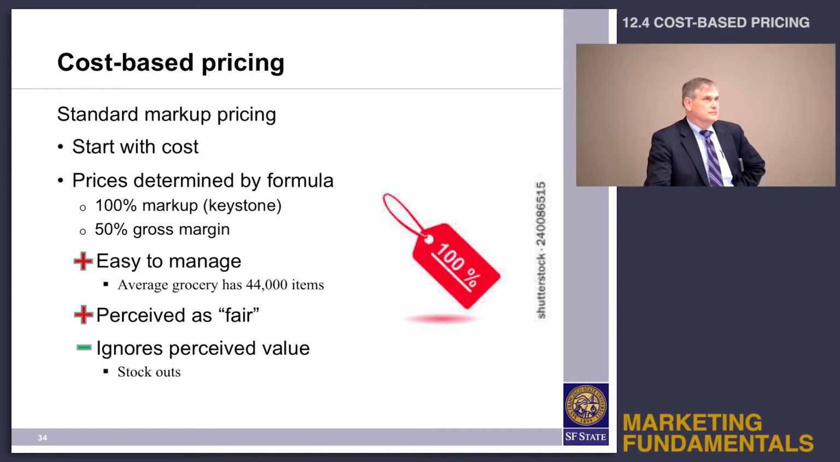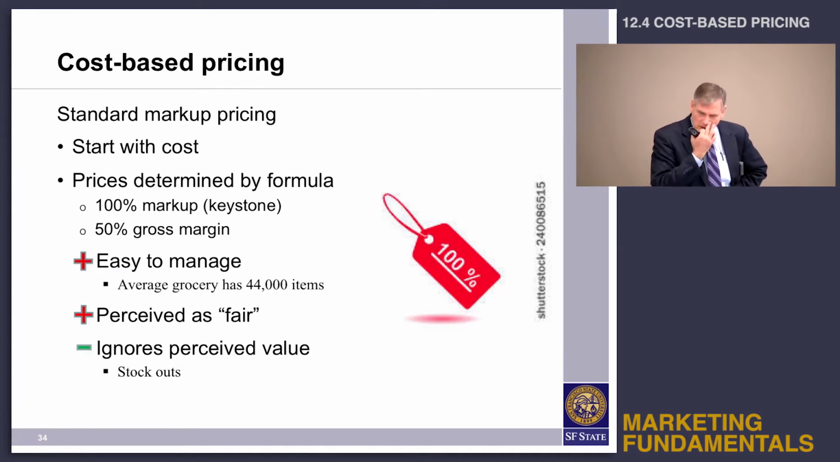In industries where there are low turnover, high value products like jewelry, you might have a double or a triple keystone. You need to charge that high of a margin in order to make money. In a high volume, low cost setting like a grocery store, you might have a gross margin of 25 or 30%, but you make it up on volume.